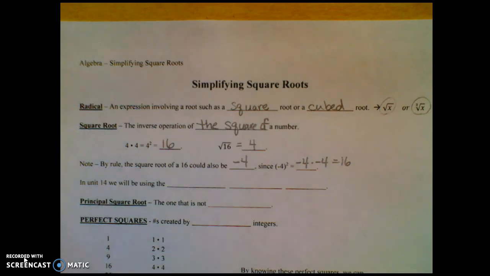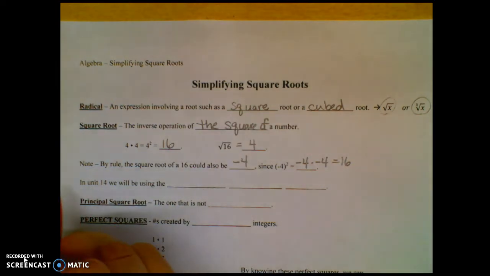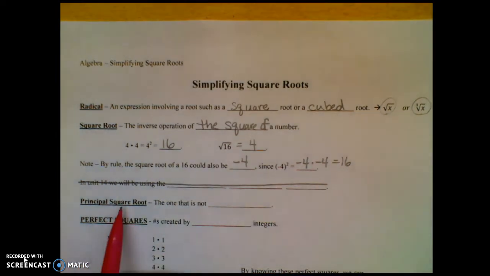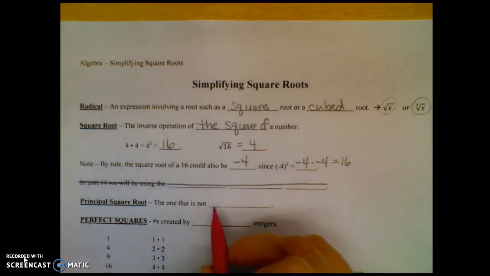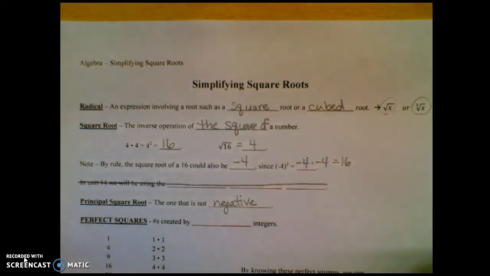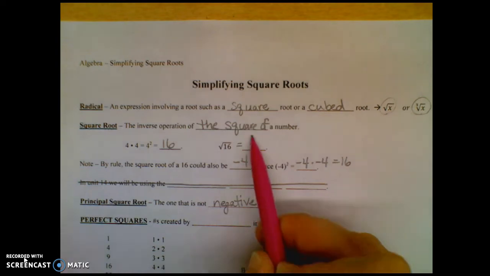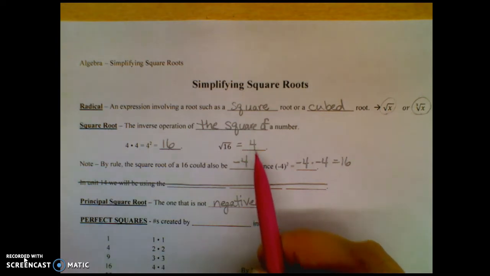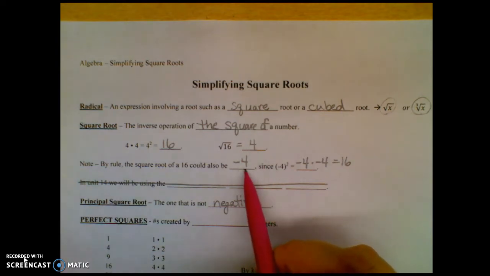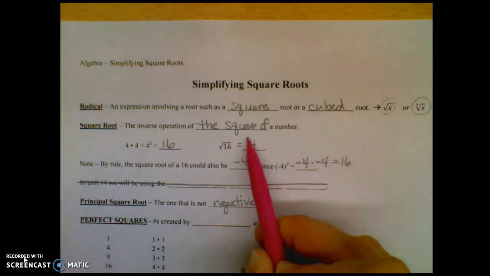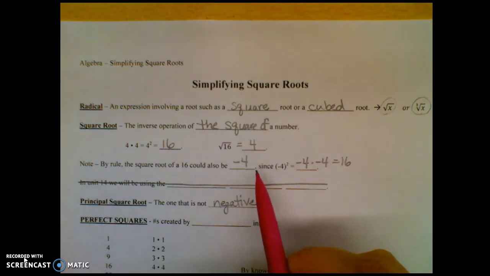Okay. Now, in a later unit, we'll be using this. So I'm going to cross this guy out right here. Okay, the principal square root is the one that is not negative. So when you see the square root of 16, the principal root is 4. The secondary root would be negative 4. We're always going to use the positive 4 unless specifically stated.